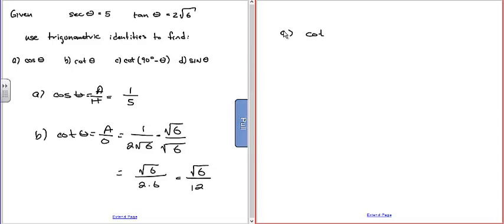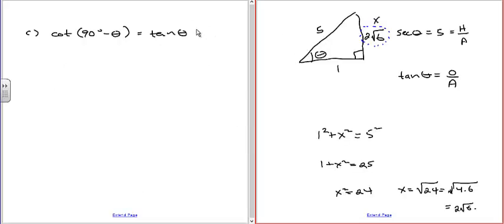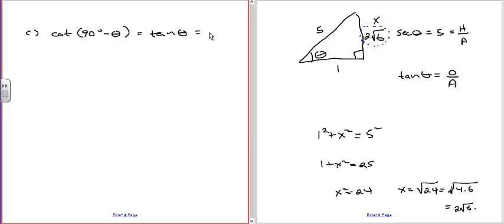C is the cotangent of 90 degrees minus theta. Well, there's some trig identities I don't think I mentioned yet, but there's one that says the cotangent of 90 degrees minus theta is the same as the tangent of theta. So instead of doing this, we can just find the tangent of theta, which is going to be equal to opposite over adjacent, which actually is given by the problem statement, 2 times the square root of 6.